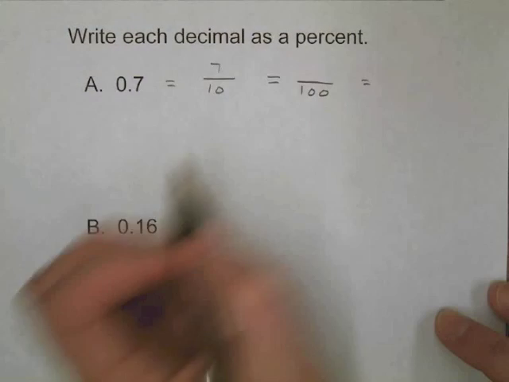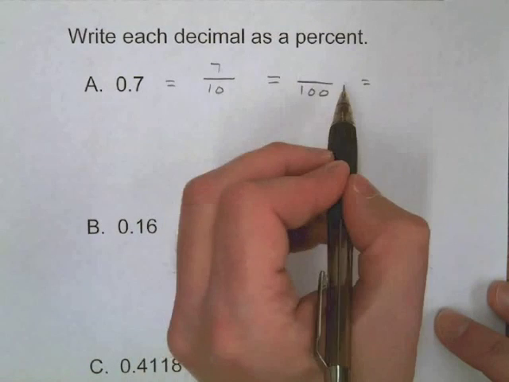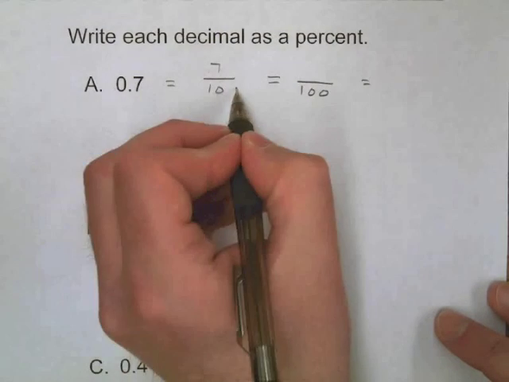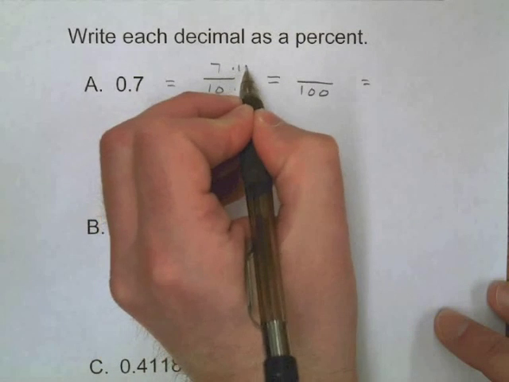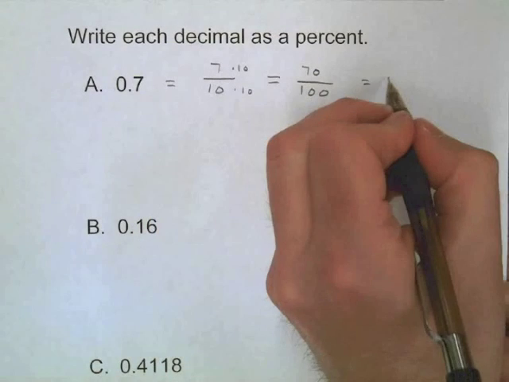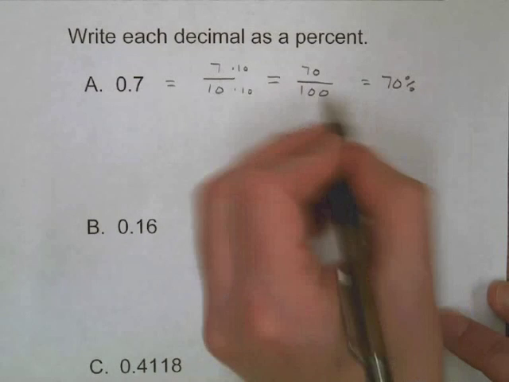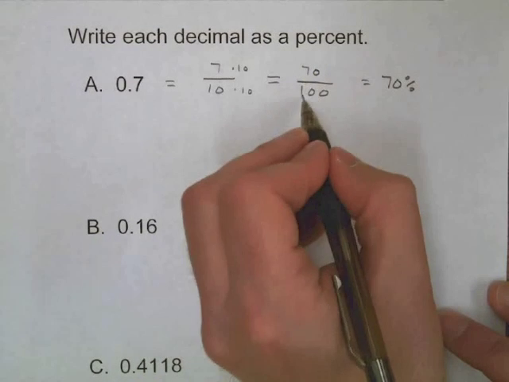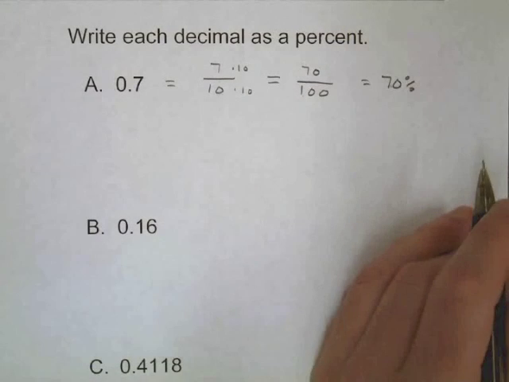to be like as a percent because it's per 100. So whatever this number is up here is going to be my percentage. Well, if I multiply the bottom by 10, I'm going to get 100. So if I multiply the top by 10, I get 70. And 70 per 100 is 70%. So I just think of it as 70 per 100. That's what that little symbol means.